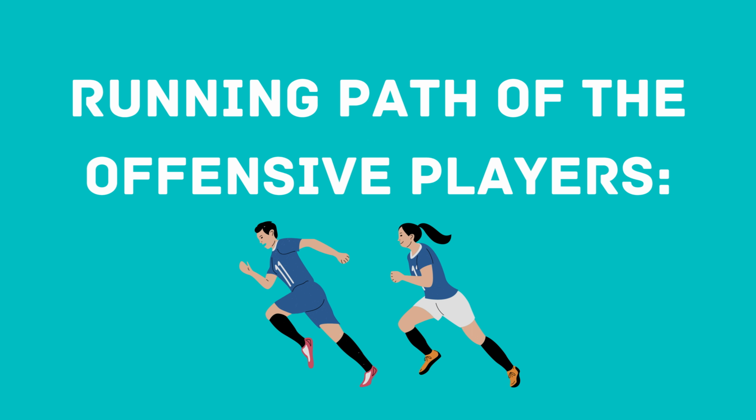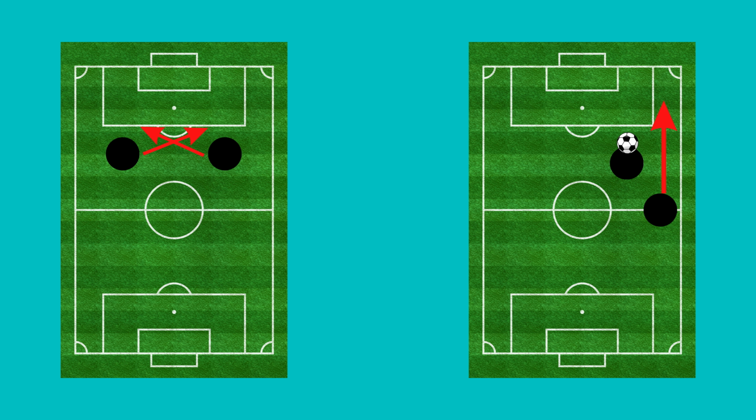Running path of the offensive players. The running path of the offensive players at the highest tempo is often decisive. The right running paths create space and pull defenders along with them, thus creating space for another player. An example of this is crossing the offensive players or running behind them.